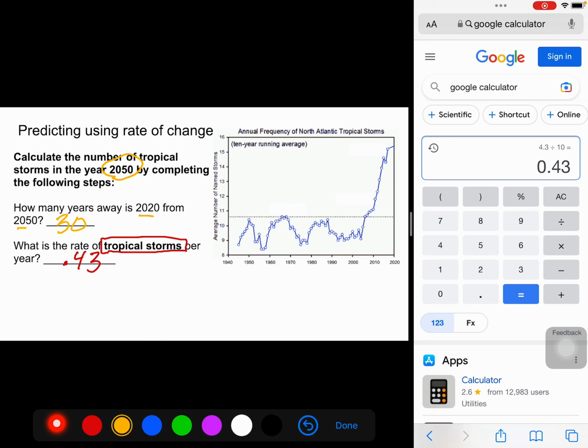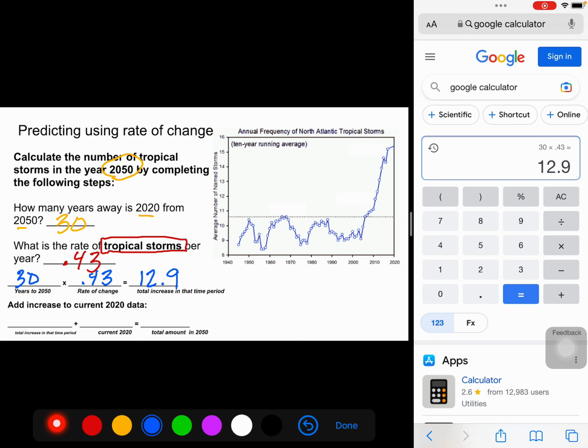So in order to get my projection of how much the tropical storms will change in that time, I need to do, again, my calculation. 30-year change of changing 0.43 tropical storms per year, 30 times 0.43. That means we're going to see an increase of 12.9 tropical storms over the next 30 years. So the next 30 years will continue to increase 12.9 storms.